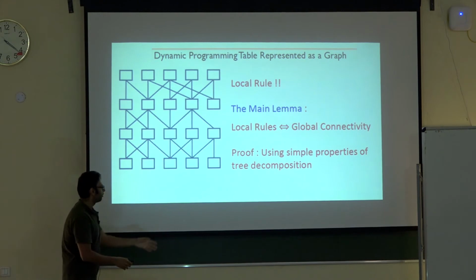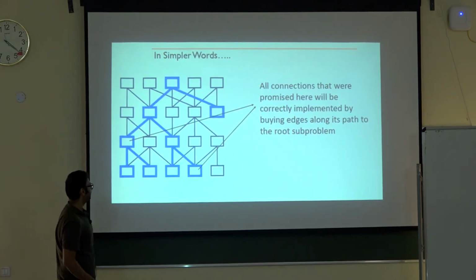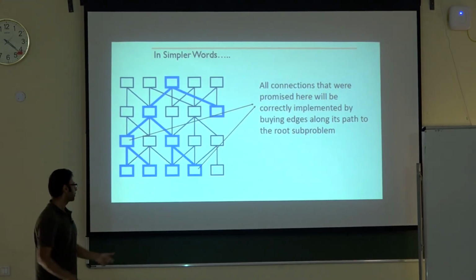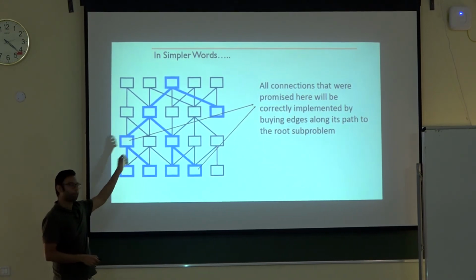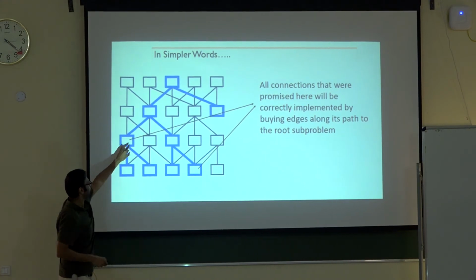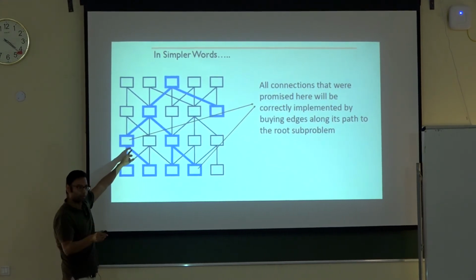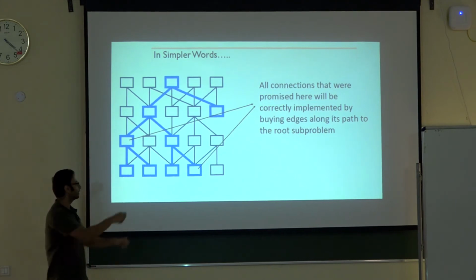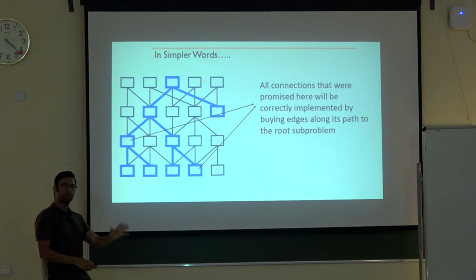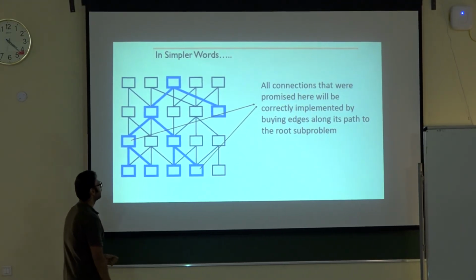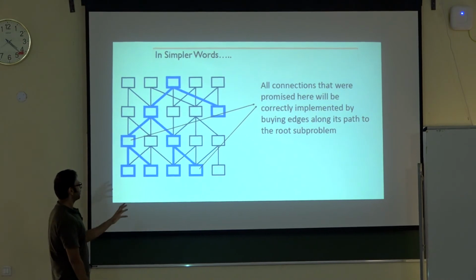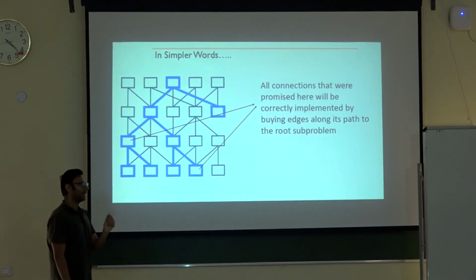So let me just spell this out in simpler words. What is meant by global connectivity? Well, it means the following: let's say that this blue thing represents one run of my entire dynamic program. Okay? So I am just hitting these subproblems in the course of running my DP. Yeah? And let's say I had promised to make some connections inside this particular subproblem. So the lemma proves that if you have made a promise here, then by the time you reach the root subproblem, you must have bought enough edges to connect these two guys with each other. Okay? That is what I mean by global connectivity in some sense. Okay? Any questions?